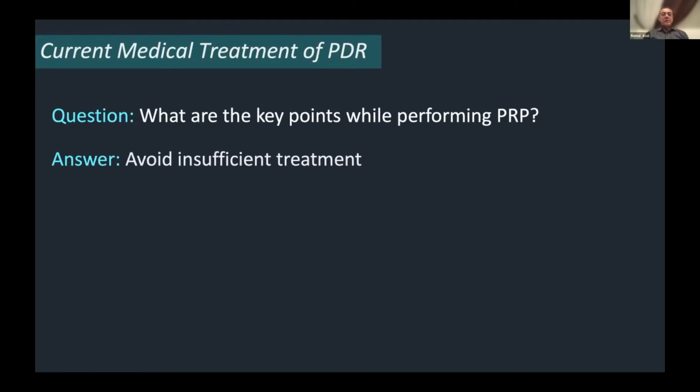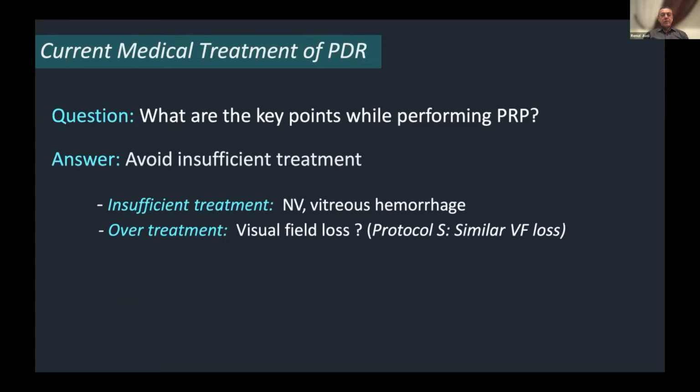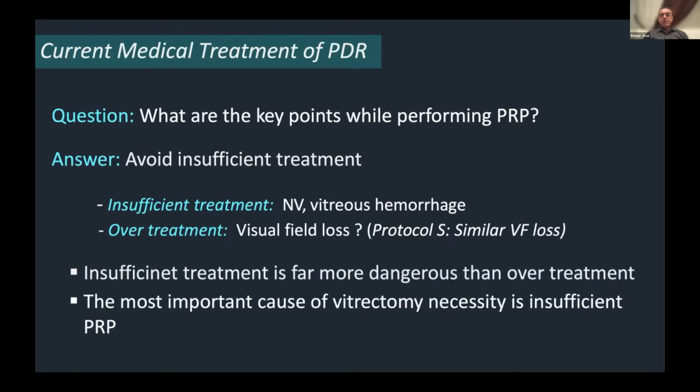What about the other question, what are the key points while performing PRP? We should avoid insufficient treatment. With insufficient treatment, we observe neovascularization and vitreous hemorrhage, and over-treatment may cause visual field loss. Insufficient treatment is far more dangerous than over-treatment, and the most important cause of vitrectomy necessity is insufficient treatment. Therefore, we should do optimum PRP in these patients.